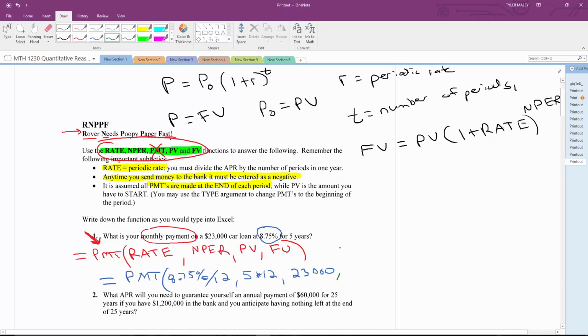So now I have a comma, and notice I put it as positive, right? It's positive because the bank is giving me $23,000. That's like a deposit to me. I'm given this money, and then I can use that money to buy my car. And then the future value of this loan, I want it to be 0, because I want the loan to be paid off in the future. So if I input this function in Excel, it will calculate my payment, right?